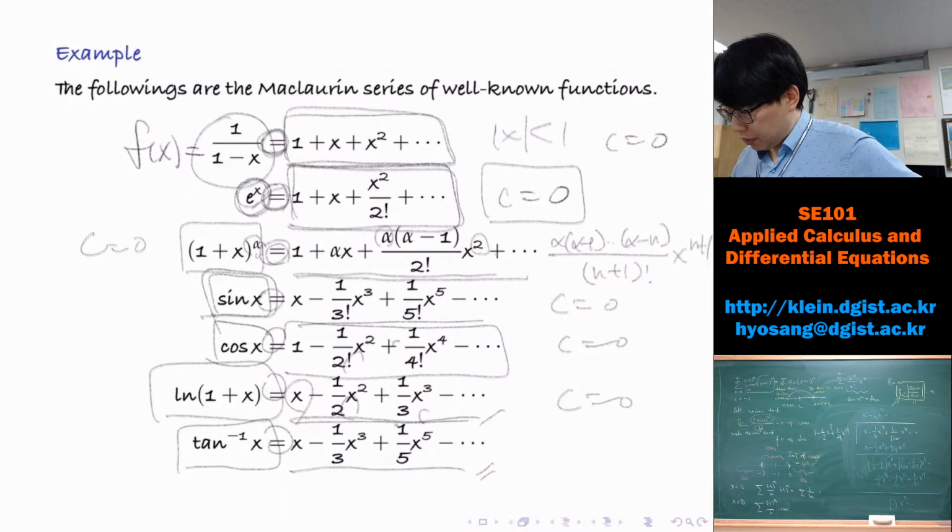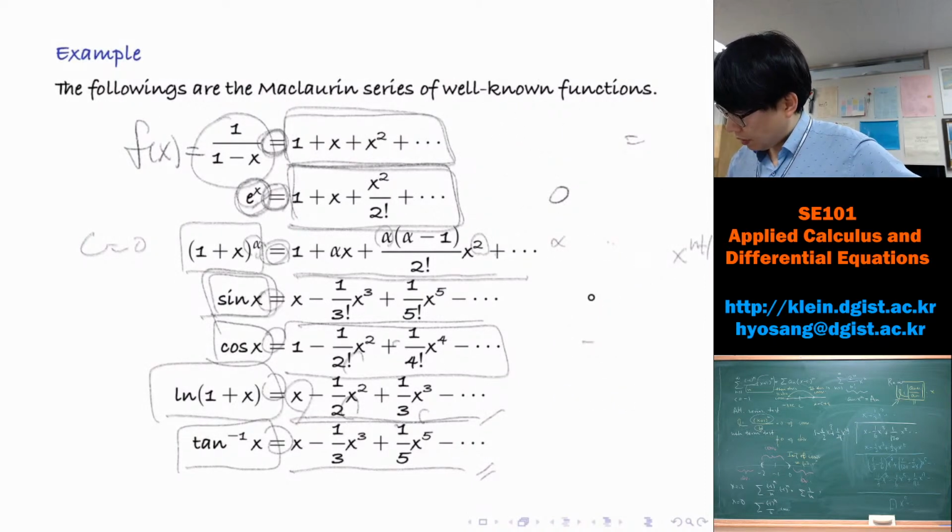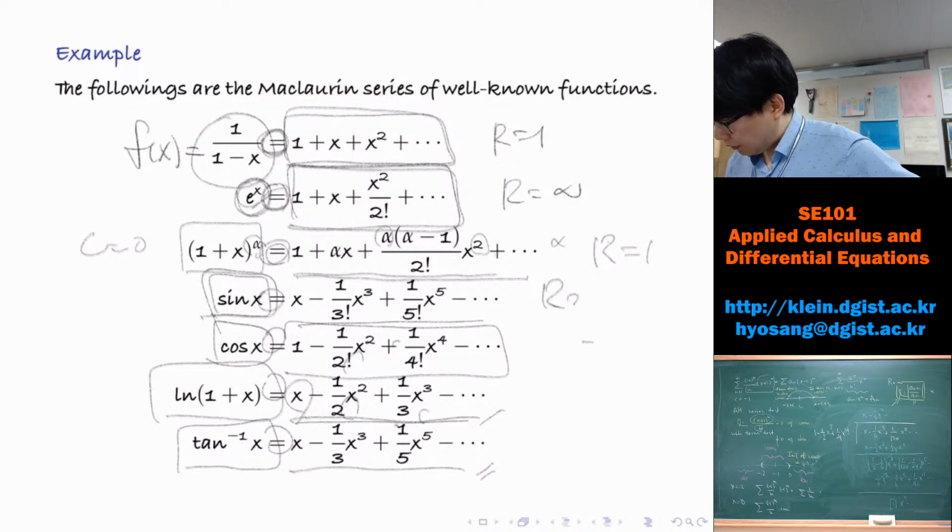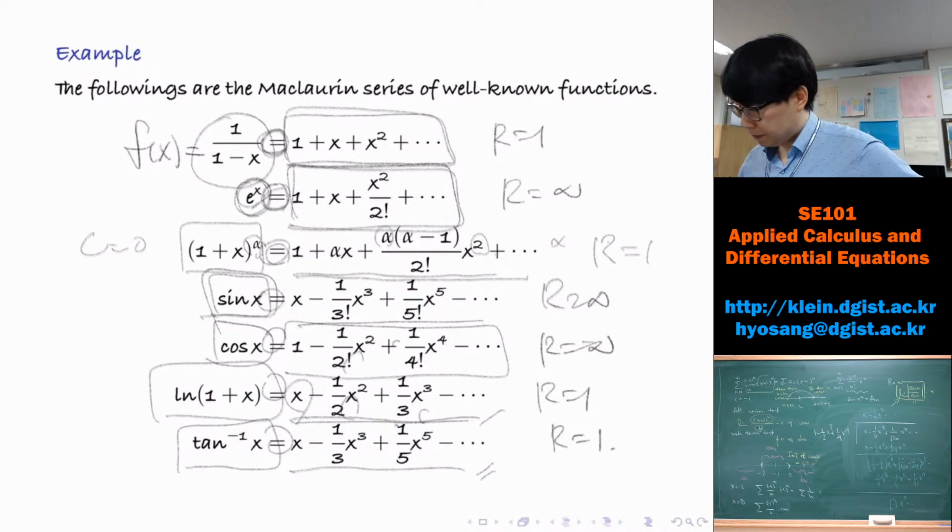So it's also important to check the radius of convergence of each power series. So the first one has radius 1, and this one has radius infinity, and this one also has 1, and this one has infinity, and this one has infinity, and this one has 1, and this one also has 1. Okay.